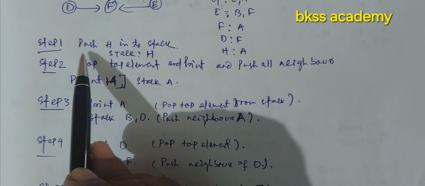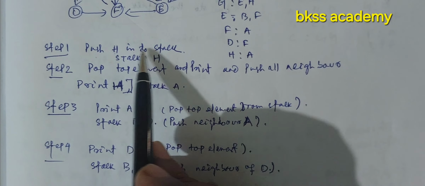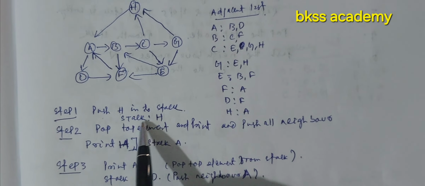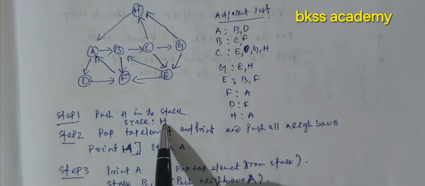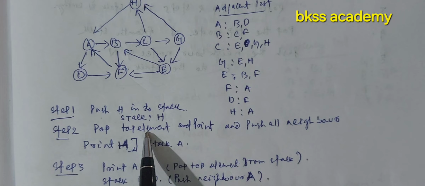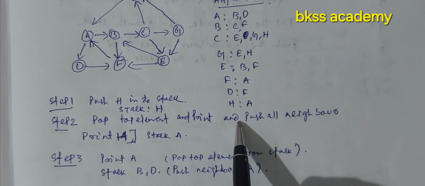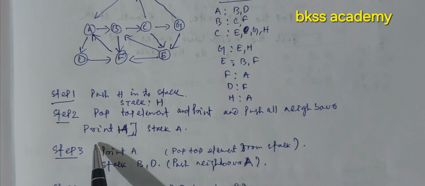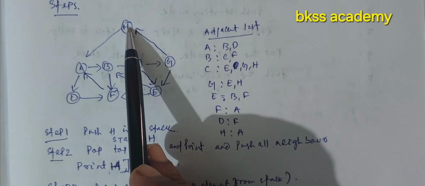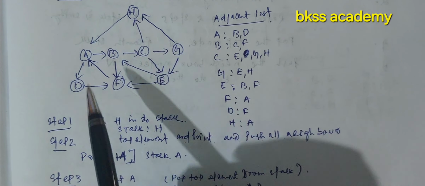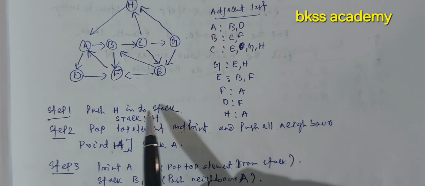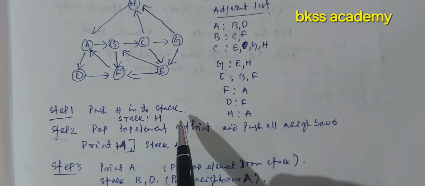First, in step 1, push H into the stack. This H will be pushed into the stack, then the stack will have the content H. Pop the top element, print it, and push all neighbors. So print H, and H has only one neighbor, that is A. So when we push H, the stack will have one member, that is H.